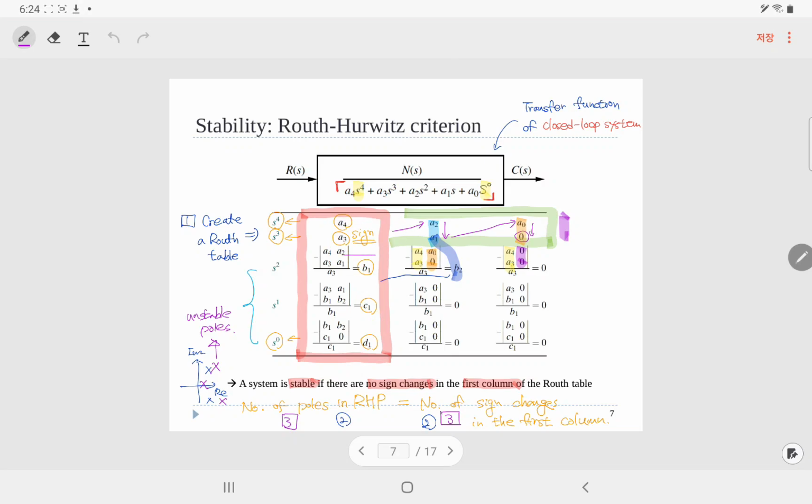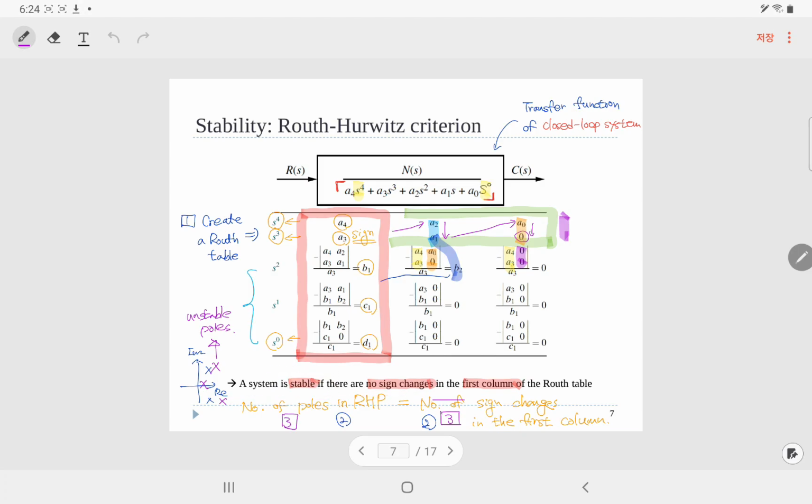첫 번째 열의 이 계수들이죠. 이 동그라미 쳐놓은 A4서부터 D1까지 이 계수들을 쭉 살펴봤는데 사인 체인지가 없다는 얘기는 이것들의 부호가 다 같다는 얘기예요. A4가 플러스면 나머지도 다 플러스. 그럼 부호 변화가 없죠? 그러면 그 시스템은 스테이블해요. 근데 만약에 A4가 플러스였는데 A3가 마이너스고 나머지도 다 마이너스다. 플러스가 맨 위에 거고 나머지는 전부 마이너스다. 그러면 부호 변화가 한 번 있죠. 그러면 그 시스템은 스테이블하지 않다, 즉 언스테이블하다는 얘기예요.